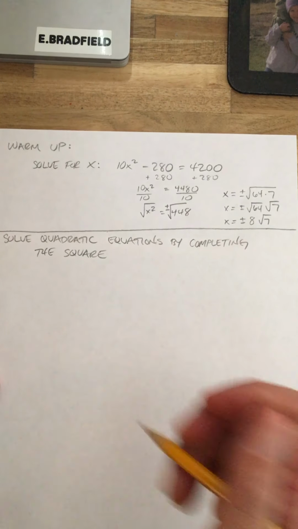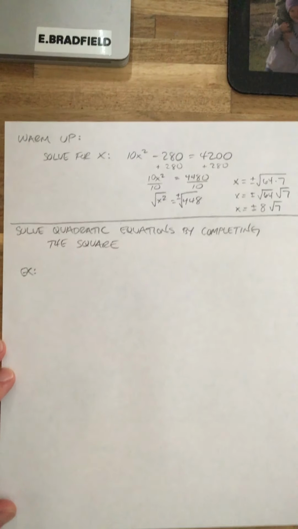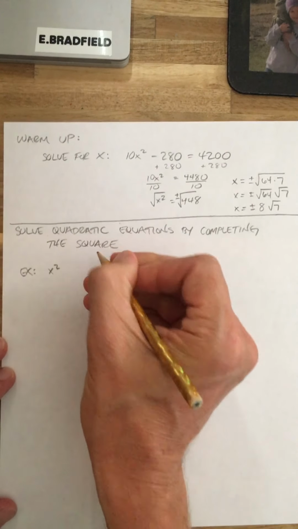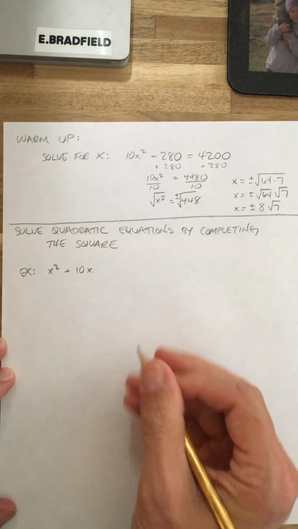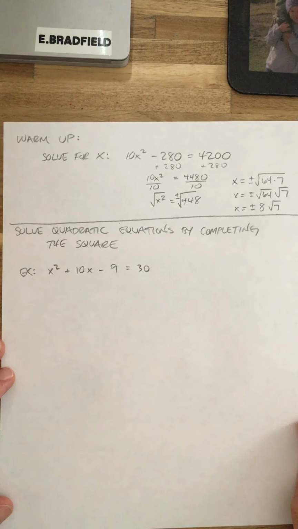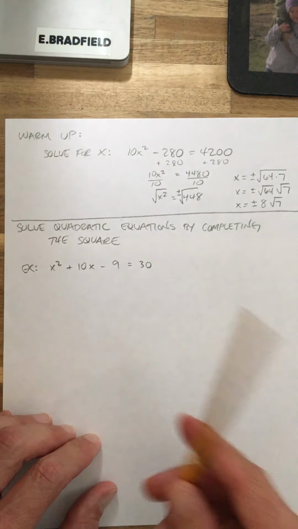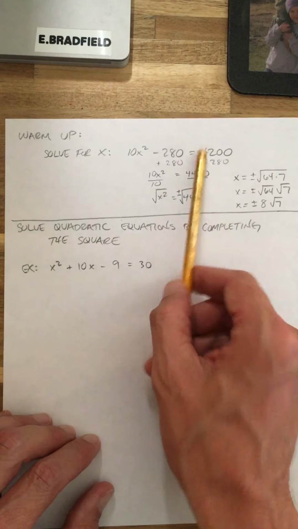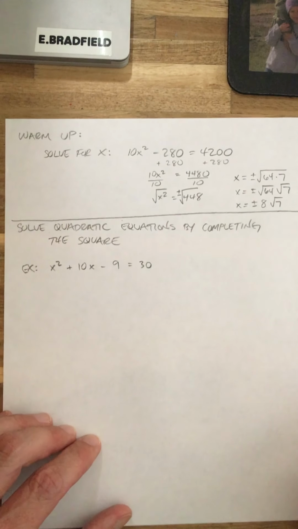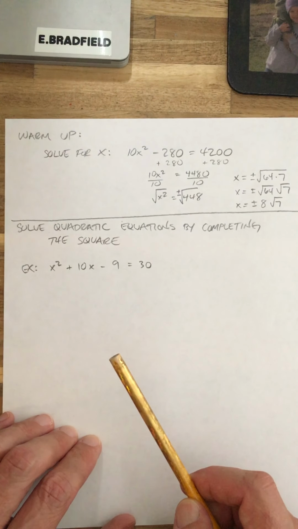All right, so here we go. Let's do an example. Here is my first example: x squared plus 10x minus 9 equals 30. Now before I begin, I want to show you why this problem is different than the previous problem. Why are we going to use a different technique here than we did there? Can you see a difference between these two problems?